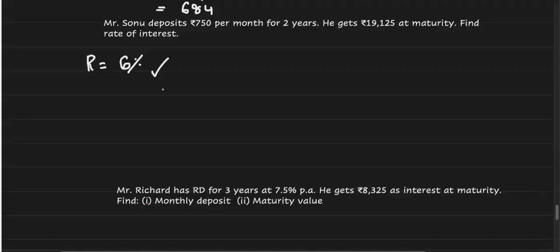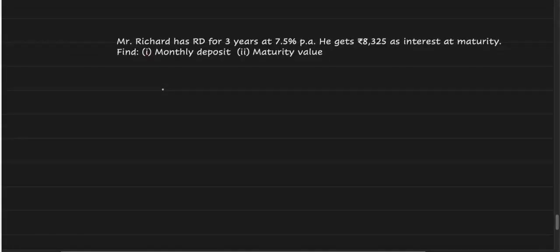Mr. Richard has a recurring deposit for 3 years at 7.5%. Here, rate of interest is given. He gets 8325 as interest at maturity. This is not the maturity value. This is the interest at maturity. Find the monthly deposit first of all and the maturity value. These are two problems. Very simple problem, right?